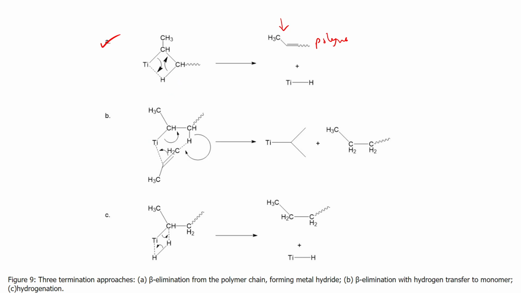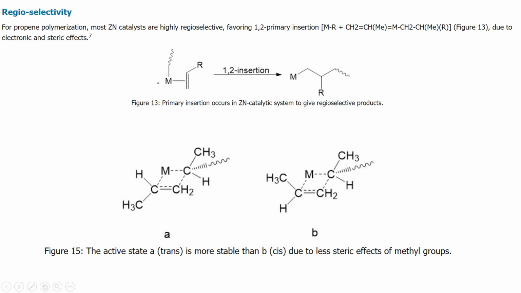There are other ways also. So this is the second way. So here, beta elimination with hydrogen transfer to monomer. So this is another way. So now here you can see this particular hydrogen, at first what is happening? It is directly transferring or reacting with your titanium.